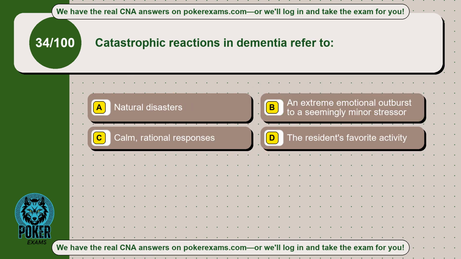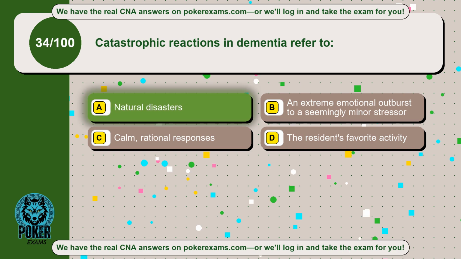Question 34. Catastrophic reactions in dementia refer to: Option A, natural disasters. Option B, an extreme emotional outburst to a seemingly minor stressor. Option C, calm, rational responses. Option D, the resident's favorite activity.